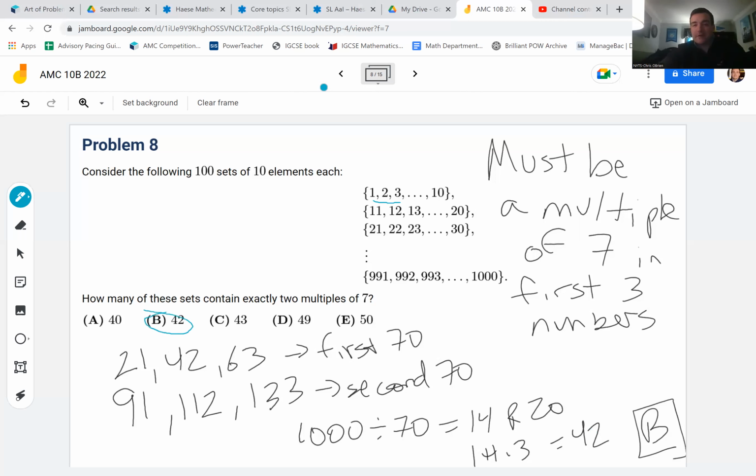So yeah, this is a tricky one. I'm very interested to see if anybody came up with an interesting method to solve this.